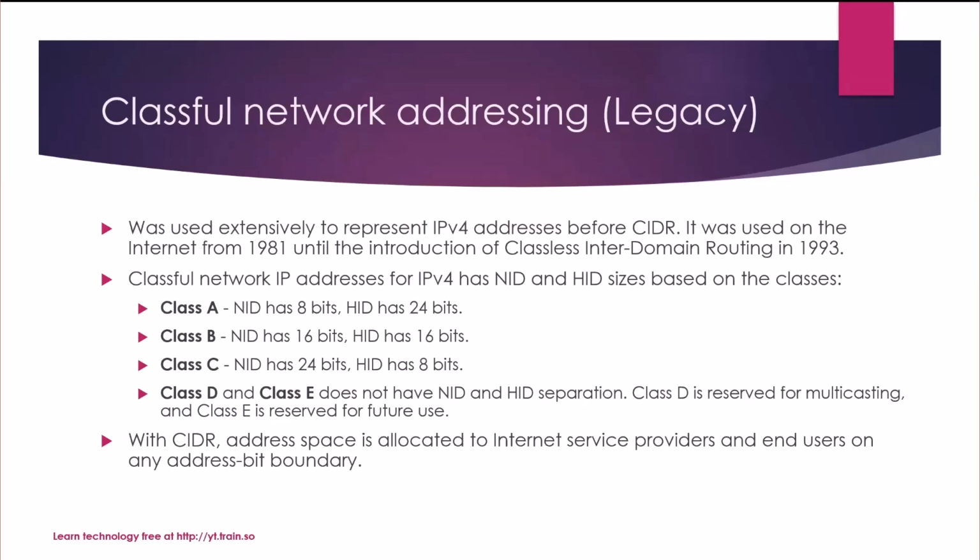In classful, there were a lot of fixed sizes. For example, in class A, NID had 8 bits, HID had 24 bits. Class B, NID had 16 bits, HID had again 16 bits. Total is again 32, right? Class C, NID had 24 bits and HID had 8 bits.